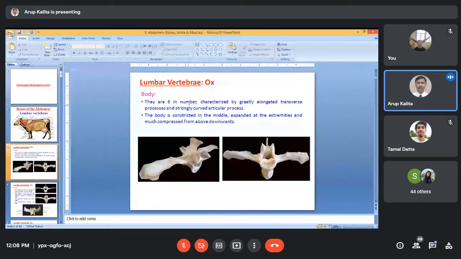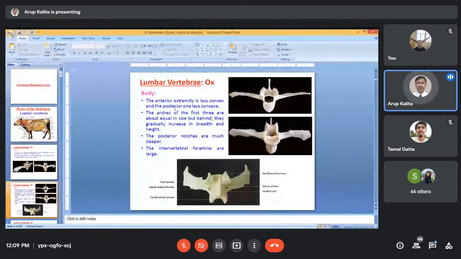They are characterized by greatly elongated transverse processes. This is the transverse process. The transverse process is well developed in the lumbar vertebrae. Now the body is constricted in the middle and expanded at the extremities. You see, in the middle it is constricted, and in the anterior and posterior surfaces it is expanded. That is a character of the body of the lumbar vertebrae.